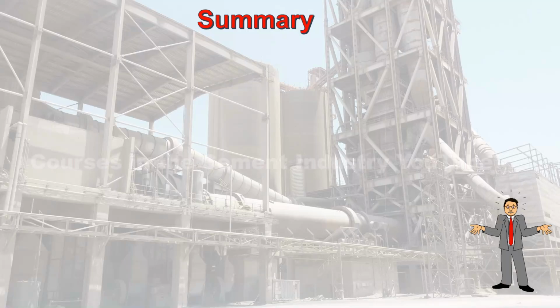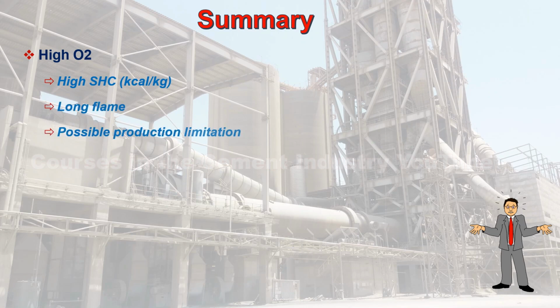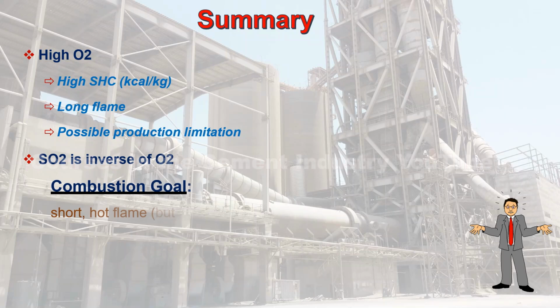Summary. 1. High O2, high SHC, long flame, possible production limitation. 2. SO2 is inverse of O2. Combustion goal: short, hot flame, but beware of refractory life, with low O2 and low CO.